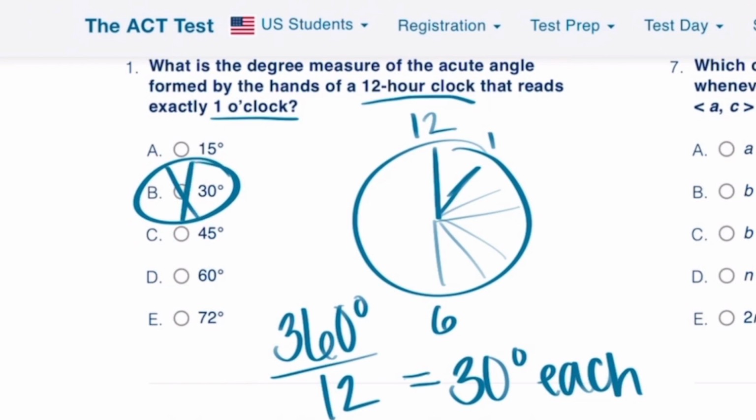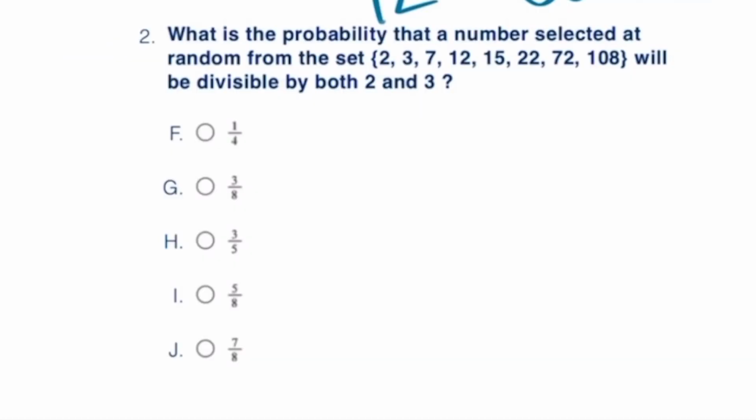Moving on to number 2, we have some options here. So this is a probability question, and we have this set of numbers, and we want to know the probability that it's divisible by both 2 and 3. So I'm first going through and figuring out which of these numbers are divisible by 2 and 3. So we have 12, we have 72, and 108. Those are the 3 numbers out of those 8 that are divisible by both 2 and 3.